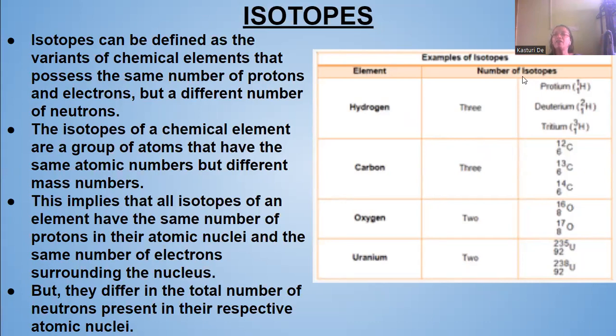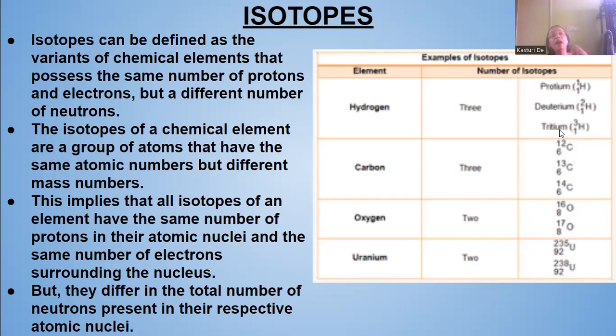See, hydrogen. Hydrogen has 3 isotopes: protium, deuterium, and tritium. So, first, protium has 1 electron, 1 proton. That is atomic number 1, mass number is also 1. Deuterium, its mass number is 2 due to the presence of 1 neutron there. Okay, and deuterium has atomic number 1, because 1 electron is there. Protium has 1 electron, 1 proton, no neutron. That's why its atomic number and mass number both are same.